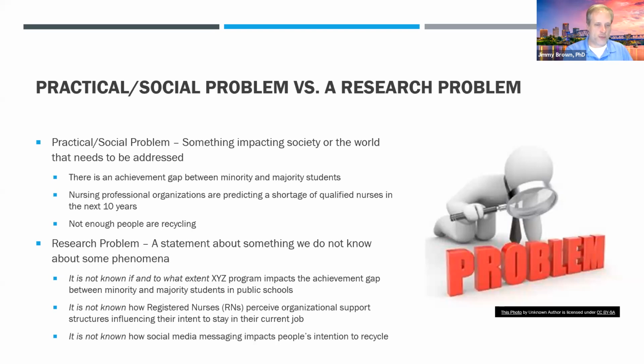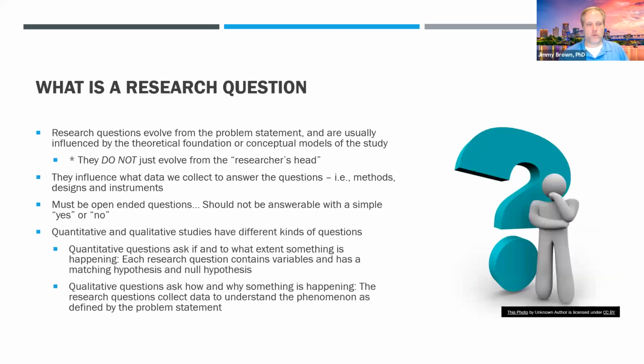So when we think about that, that then leads to our research questions. A research question is what guides our research project. It comes from the research problem statement, which we just talked about, and they're usually influenced by the theory, which we'll talk about in just a second, or the conceptual models. They don't just come out of the researcher's head. So you can't just say, I want to know more about X. That's not a research question. Or you can't say, what does so-and-so say about this? That's not a research question.